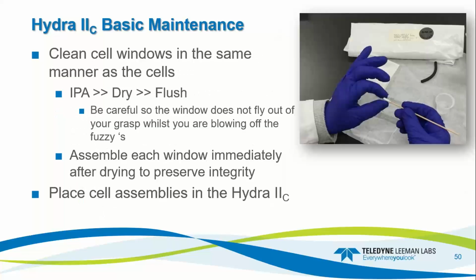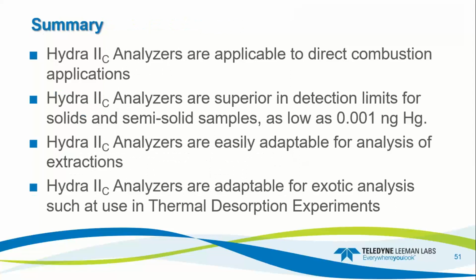Same process for the cell windows. IPA, dry, flush. Be careful so it doesn't fly out of your hand. It's a small optical window. And then immediately after cleaning these windows, you assemble them back into the complete cell again. That's why you clean the cell first, so they're ready to receive the clean windows. You don't have to set them back down. It goes right back onto the cell assembly. And then place them back into the Hydra tube C, so they're ready to go for the next analysis.